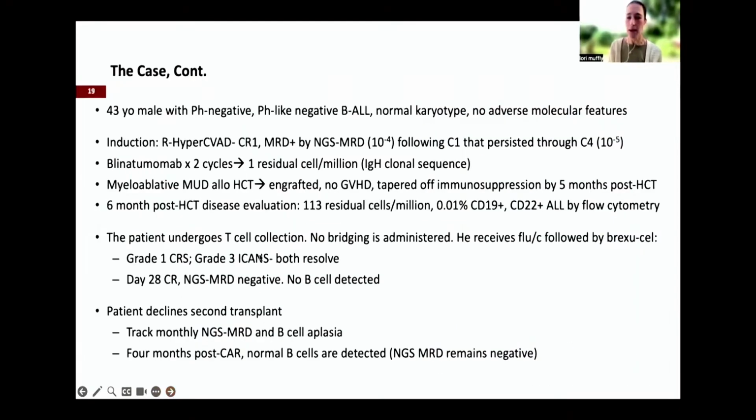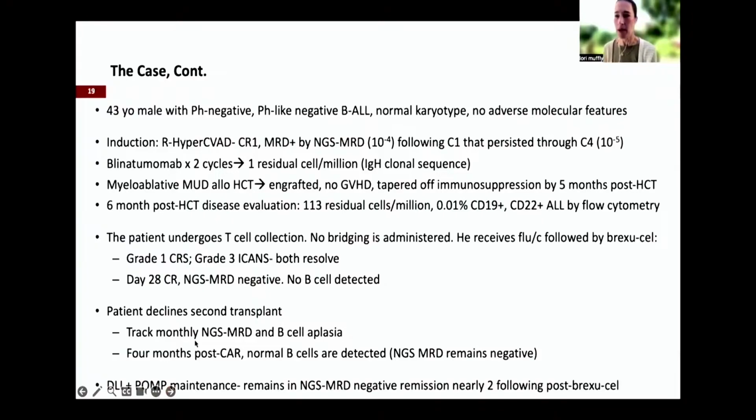So back to our case, our patient declined a second transplant. He did have B-cell recovery at 4 months post-CAR, but remained clonoSEQ NGS MRD negative. We did at that point, this was actually a real case, this was a couple years ago, decide to give him a DLI and start him on POMP maintenance. And that was in part because he had not ever received POMP maintenance because he had come to transplant. And perhaps this was luck, but it worked.